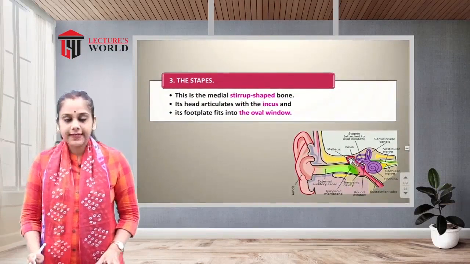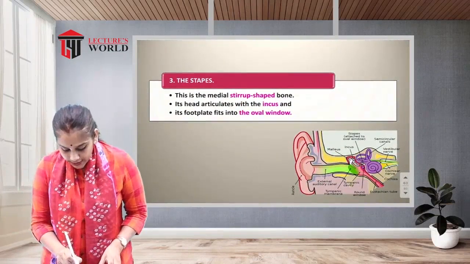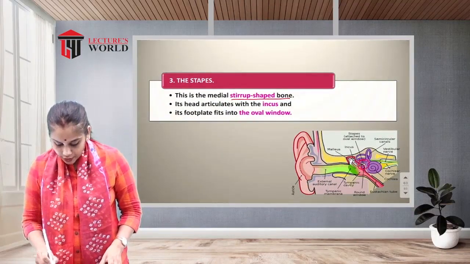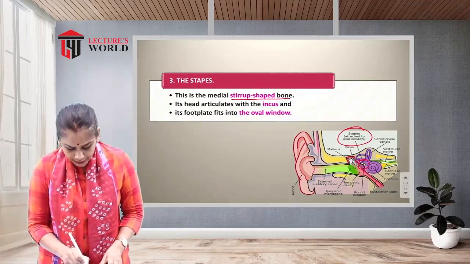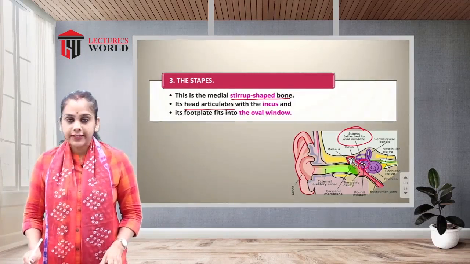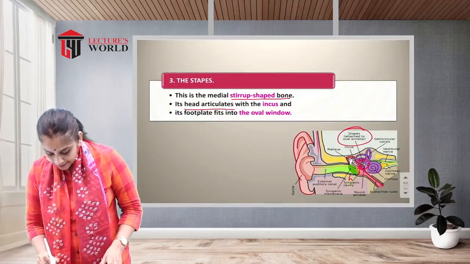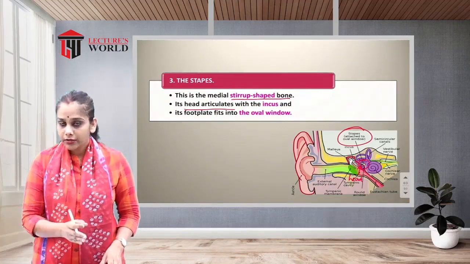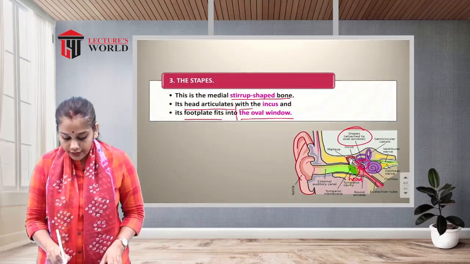Now the third bone, that is the stapes. This is the medial stirrup shaped bone, see, that attaches to the oval window. The head articulates with the incus. You can see here there is the head articulating with the incus bone, and the foot plate that fits into the oval window.